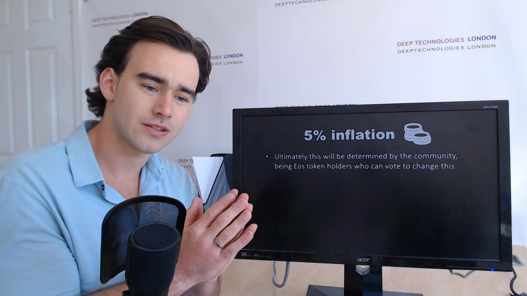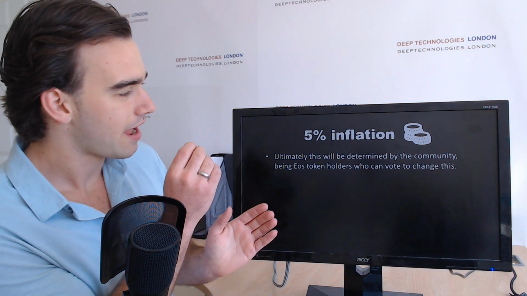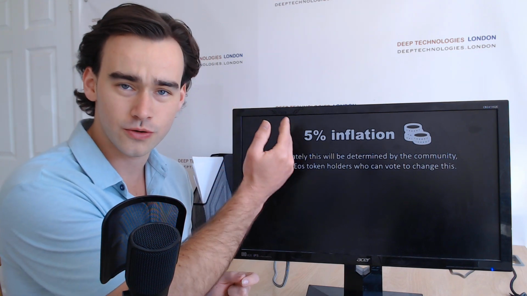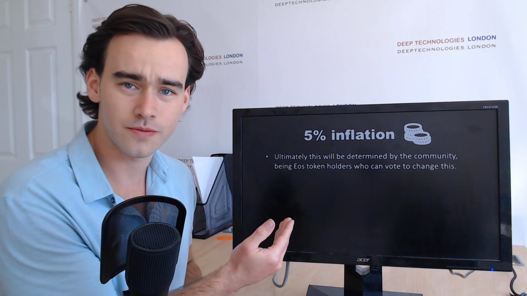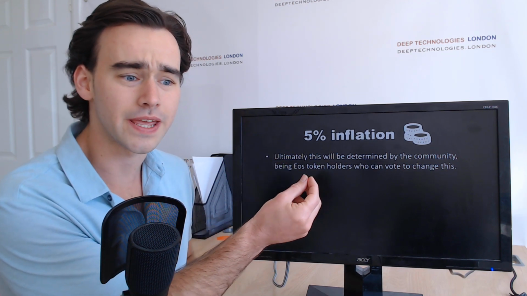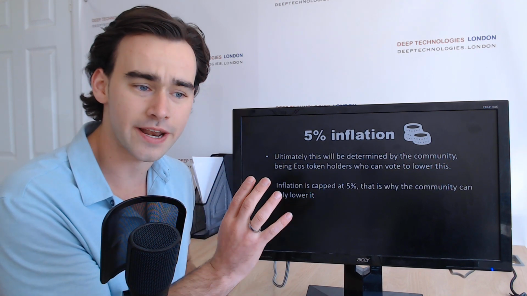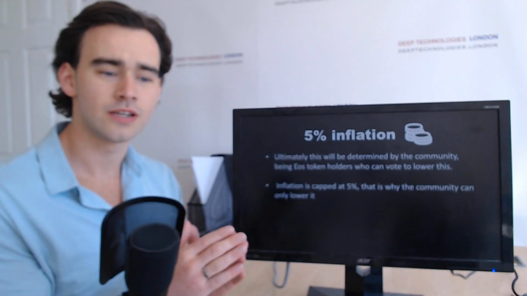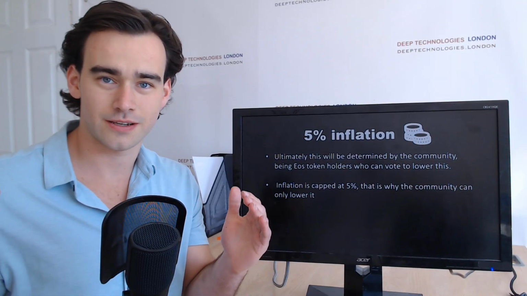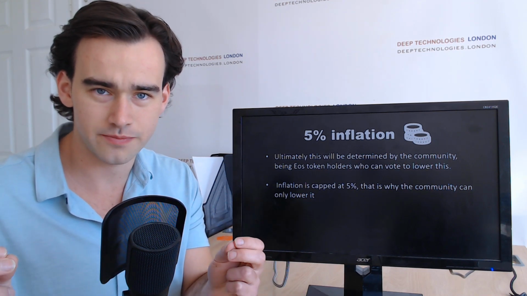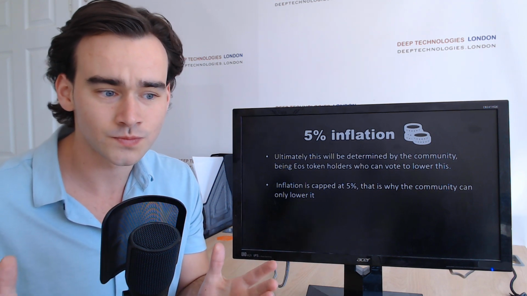So the question really is, how is this split? Ultimately, it is controlled by the community. So you can vote when the network is live what you would like inflation to be. However, inflation has a hard cap of 5%. It can be voted to bring it down, but it can most definitely not go up. It is essentially a hard cap on 5% inflation being the maximum.